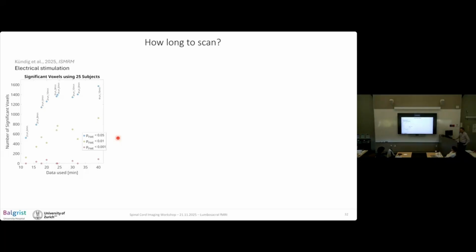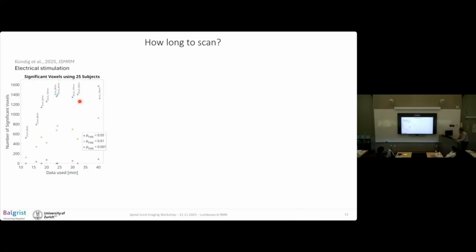Then we also looked at whether we really need the 40-minute scan, 4 times 10 minutes, to obtain this group level activity, or whether we can also achieve that using less data. So here, basically, we started reducing the data, and we did the group level results, and we did different combinations. For example, in these data points, you can see the number of significant voxels if you only used 2 runs, 8 minutes each. And here, if you used all 4 runs, but 8 minutes each.